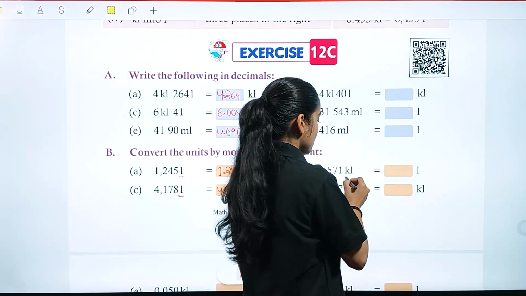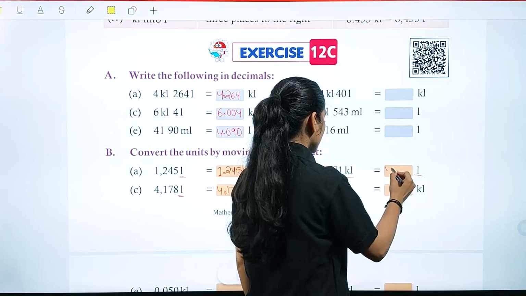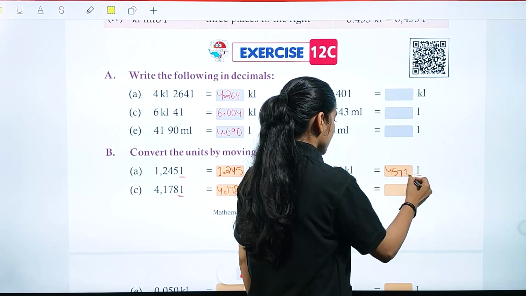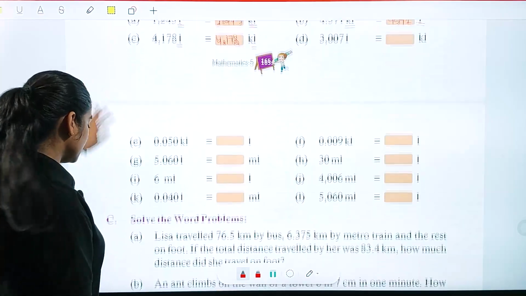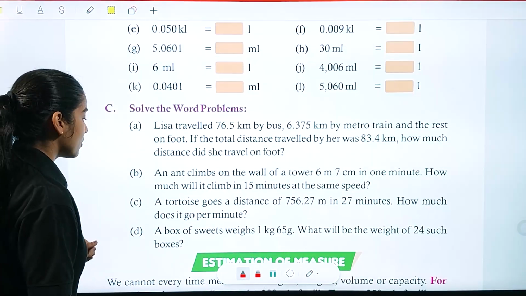So it will be big unit to small unit. So 4571 liter is your answer. In the same way you can do the rest of the parts you have here in this section. Now solve the word problems.